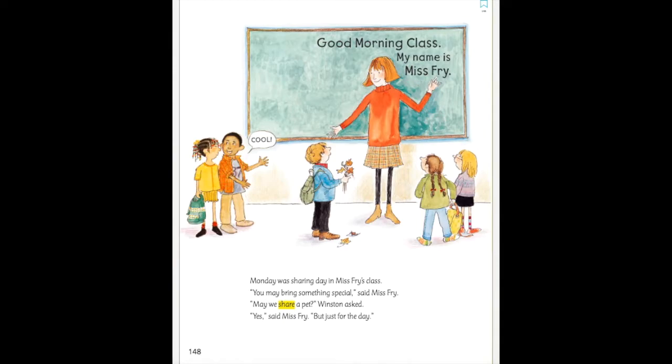Who are the characters so far? Well, we can use pictures to help us think about that. Miss Fry, or you could say just from the pictures, you could say a teacher and children, or you could use the words in the text to also help you. You can say Miss Fry, Winston, or you could say Miss Fry and children. Those are the characters so far.